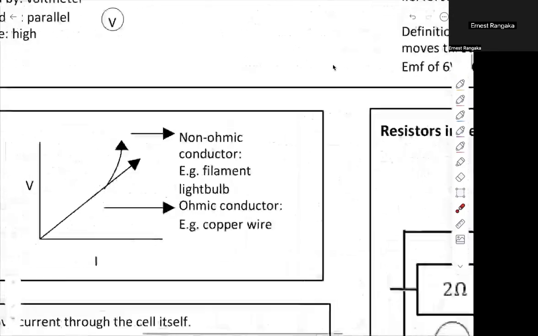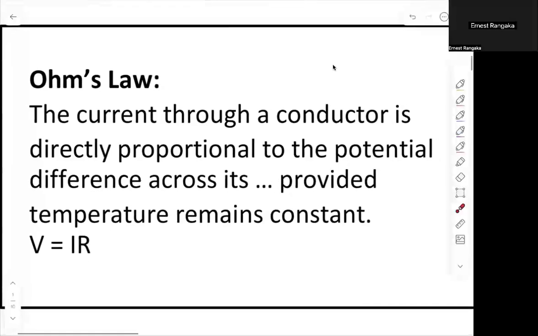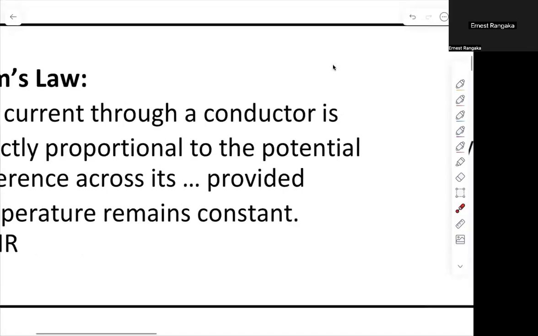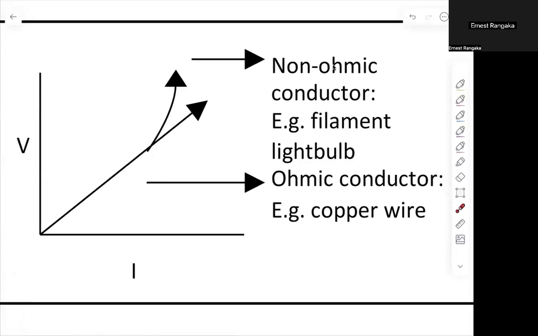That's how we can think about that, which brings us into Ohm's law. Ohm's law: the current through a conductor is directly proportional to the potential difference across it, provided temperature remains constant. So when temperature remains constant, that's when I am following Ohm's law. If the temperature isn't kept constant, I'm not going to follow Ohm's law, and I end up with what are called non-ohmic conductors. For example, the filament of a light bulb is a non-ohmic conductor, but a piece of copper wire is an example of an ohmic conductor.